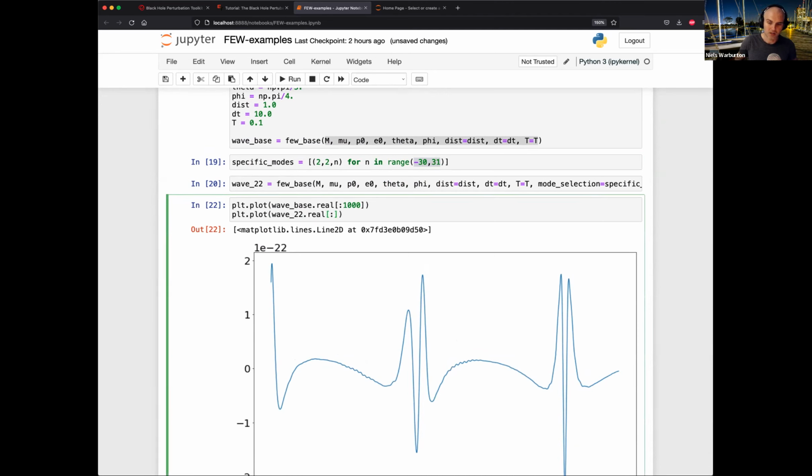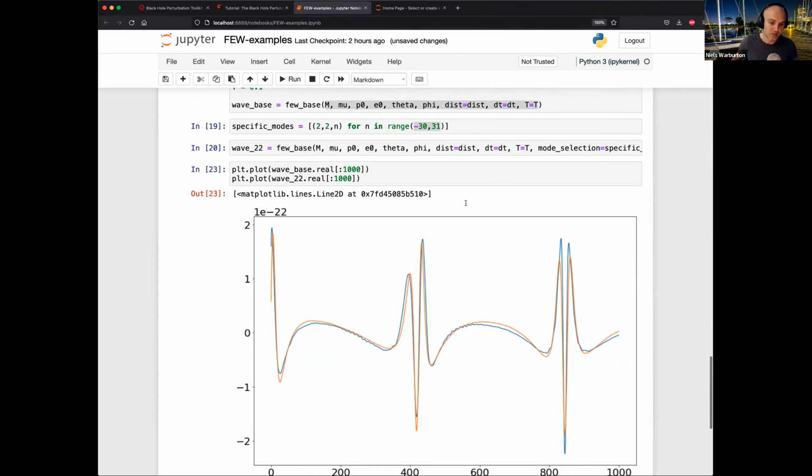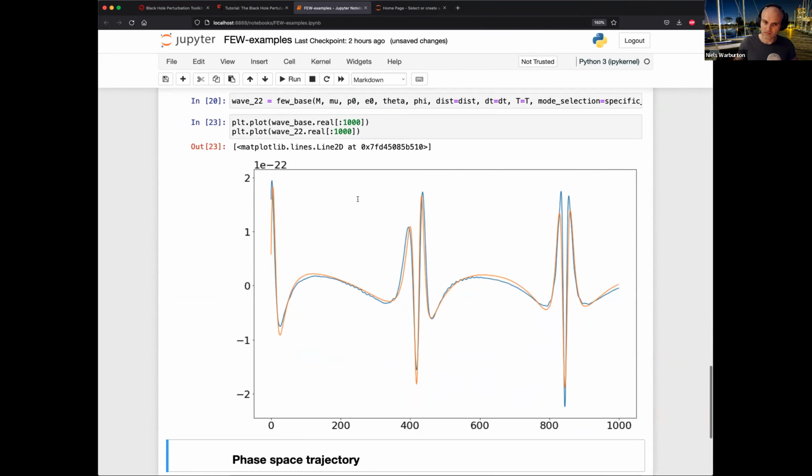And if you just plot the 2-2 mode now, you can see it's pretty good. It's pretty close, but it's not exactly the same. The higher modes do have an important effect. This is probably more pronounced at the end of the waveform. This is just at the beginning when you're more in the strong field.